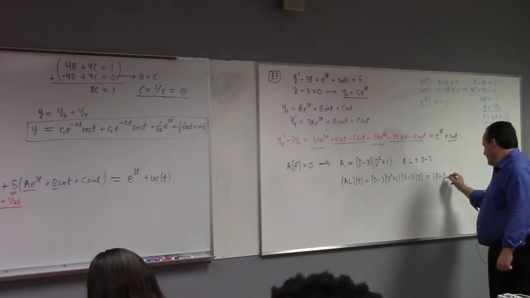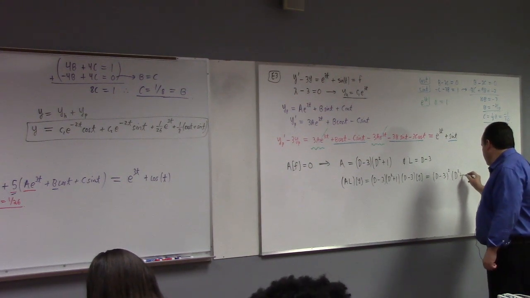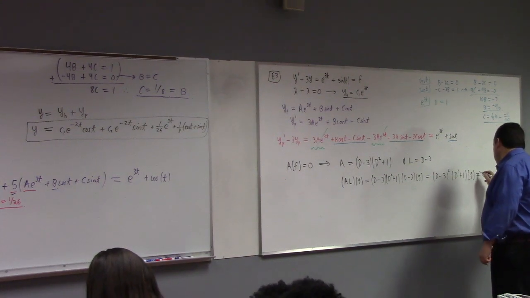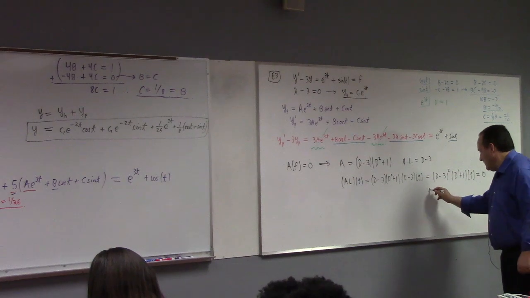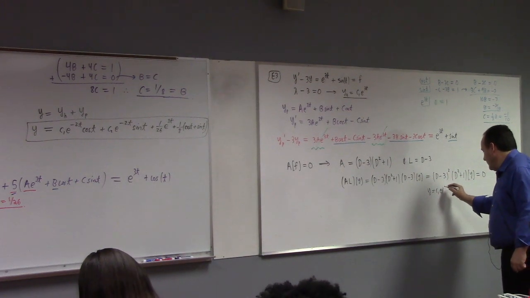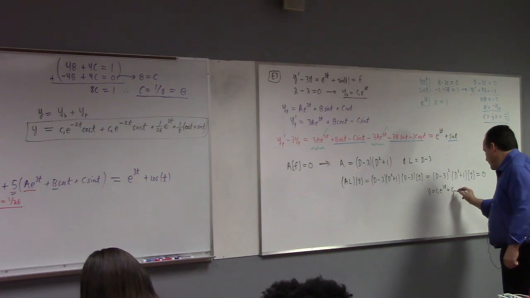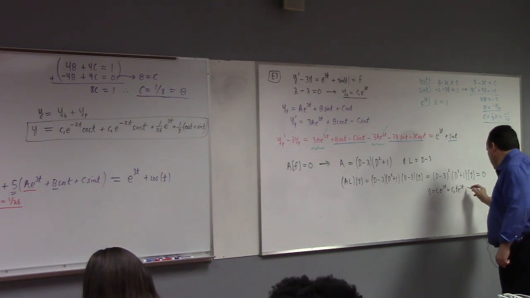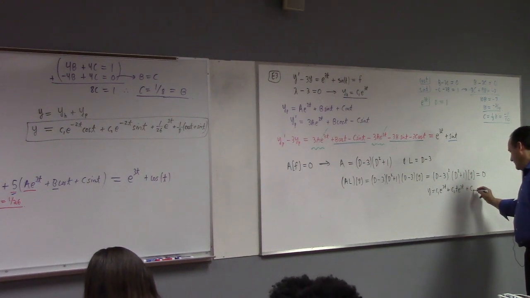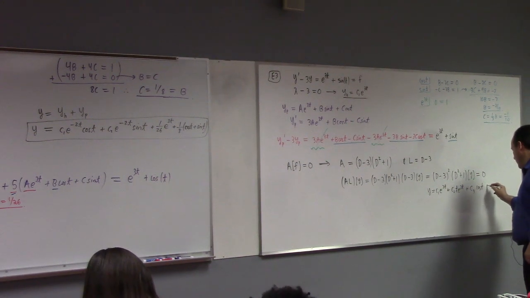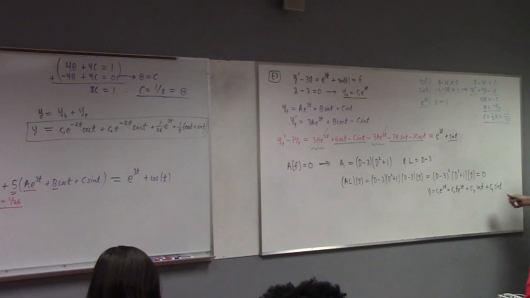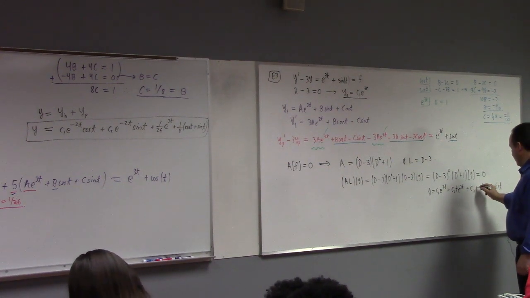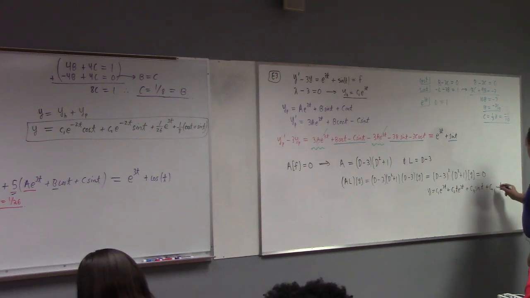I hate grading. Anyway, so (D minus 3) squared, (D squared plus 1), right? And then I go back to last class. What's my general solution? My general solution would be y equals c1 e to the 3t plus c2 t e to the 3t plus c3 sine t plus c4 cosine t. It doesn't matter which order they're in, right?